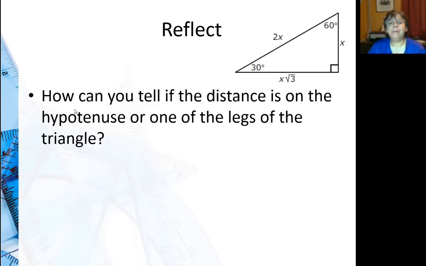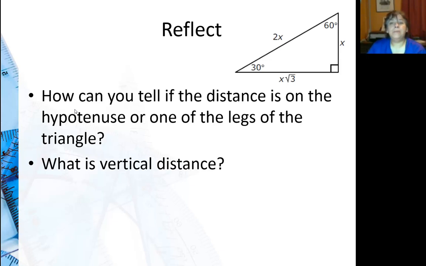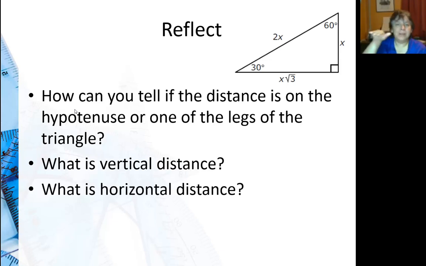So for further reflection, how can you tell if the distance is on the hypotenuse or one of the legs of the triangle? Vertical distance is going to be a leg. Horizontal distance is going to be a leg. Hypotenuse will be the distance directly between the two objects. What is vertical distance? Straight up and down. What is horizontal distance? The flat one.